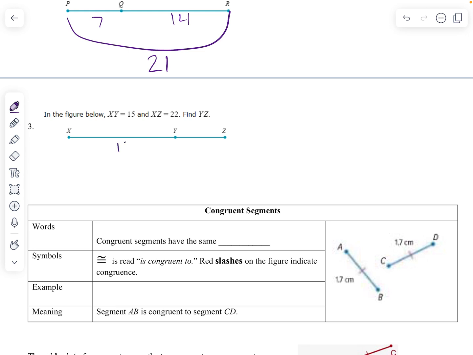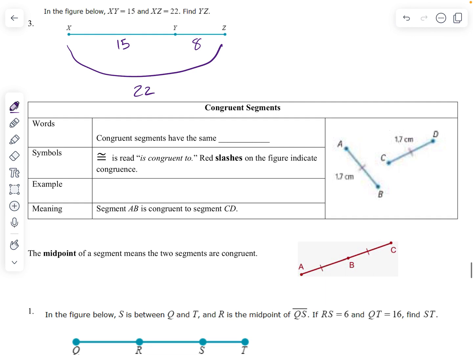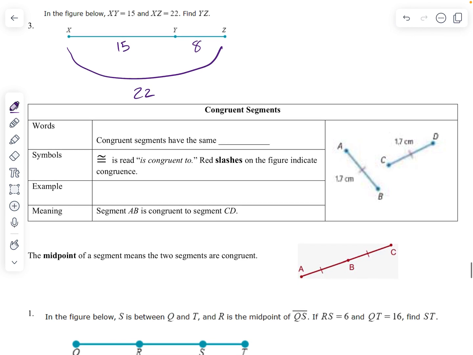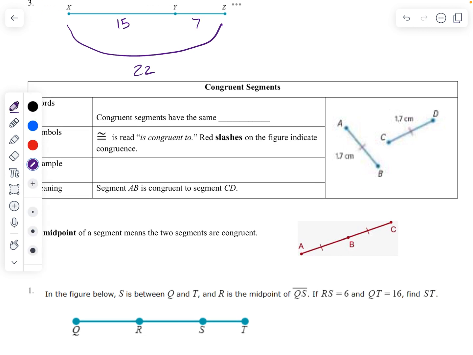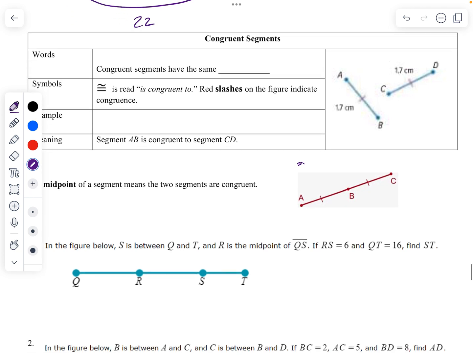From X to Y, it's 15. We're trying to find from Y to Z, but it says the entire thing from X to Z is 22. So that must mean YZ is 8. I'm sorry, 7. Just trying to trick you there. There we go, 7. Okay, moving on. The last little bit here.